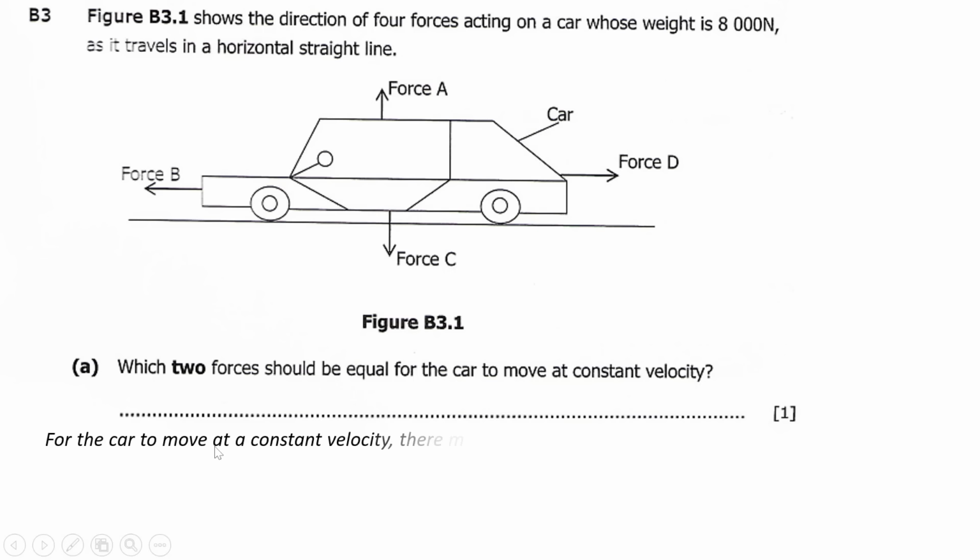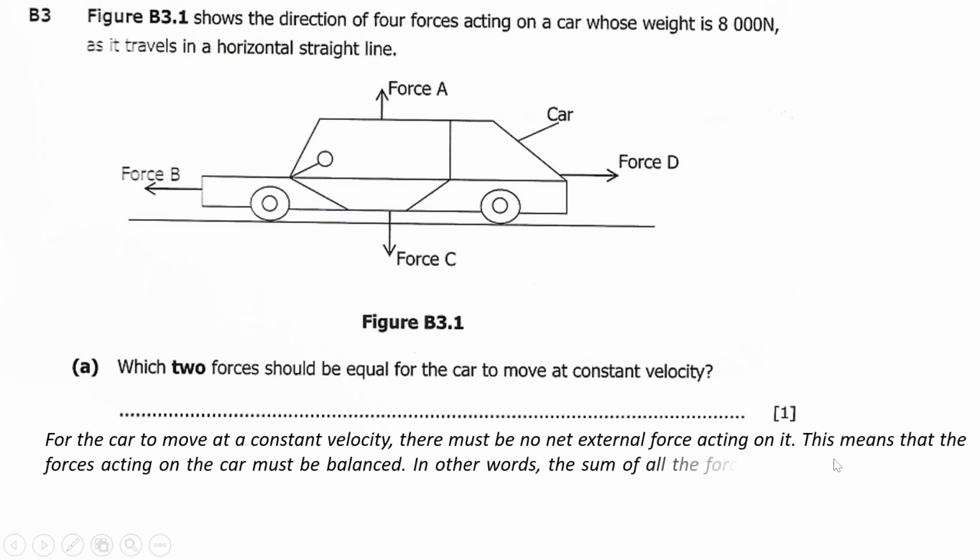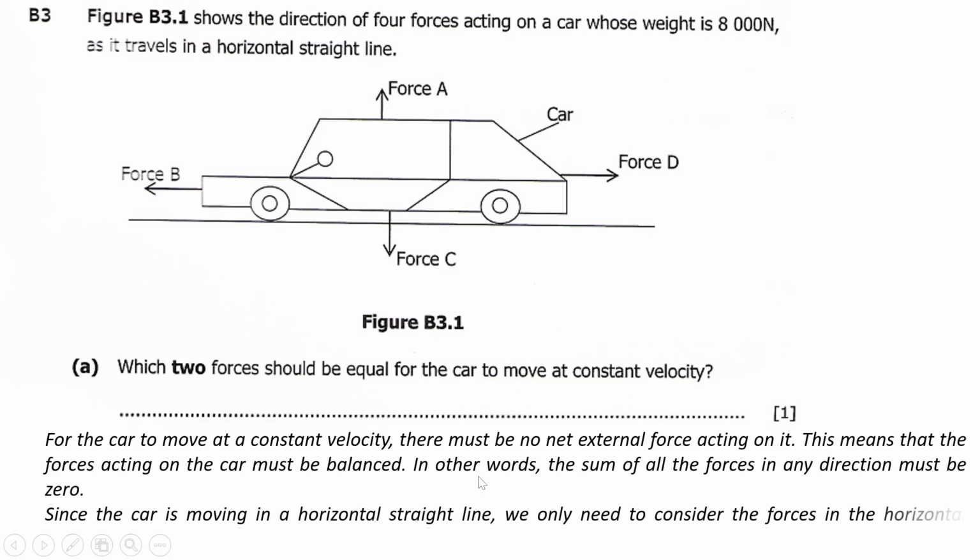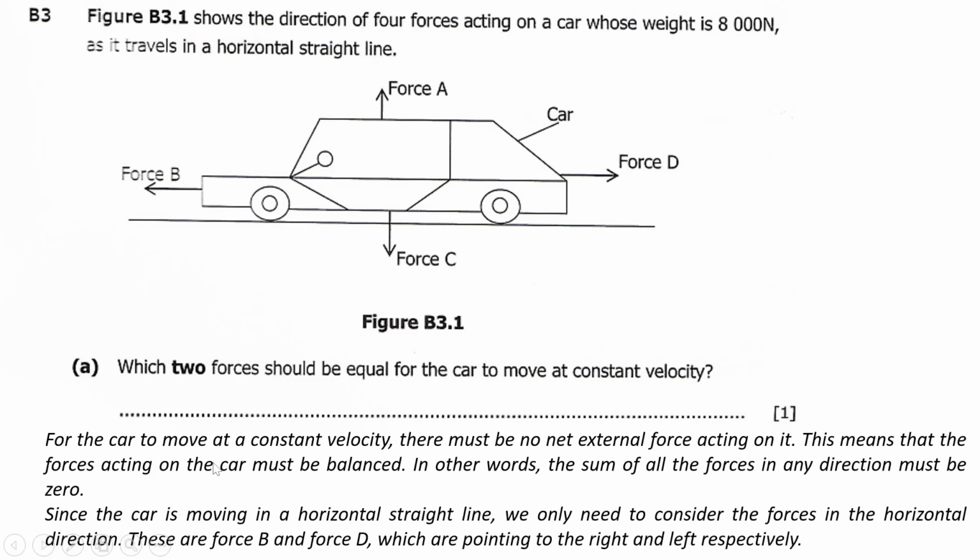So we're saying for the car to move at constant velocity, there must be no net external force acting on it. This means that the forces acting on the car must be balanced. In other words, the sum of all forces in any direction must be 0. So for the car to move with constant velocity, the addition of all the forces acting on it must be 0. Now, they're saying it travels in a horizontal straight line. So we only need to consider the forces in the horizontal direction.